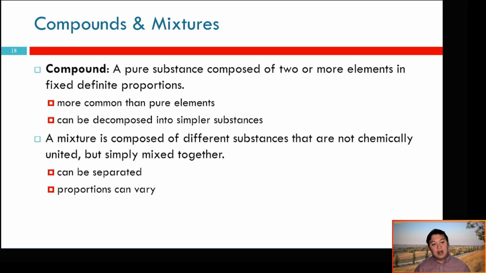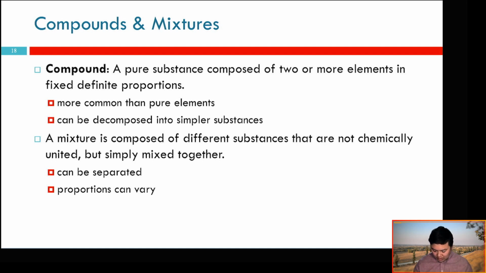A compound, on the other hand, is a pure substance composed of two or more elements in fixed, definite proportions. I don't know if you remember yesterday when we were talking early on, there was the example of breaking down water. We broke down water into oxygen and hydrogen, and that always comes out in the same ratio, right? It was about 8 to 1, and really actually the ratio is 2 to 1. It was by mass that it was 8 to 1.